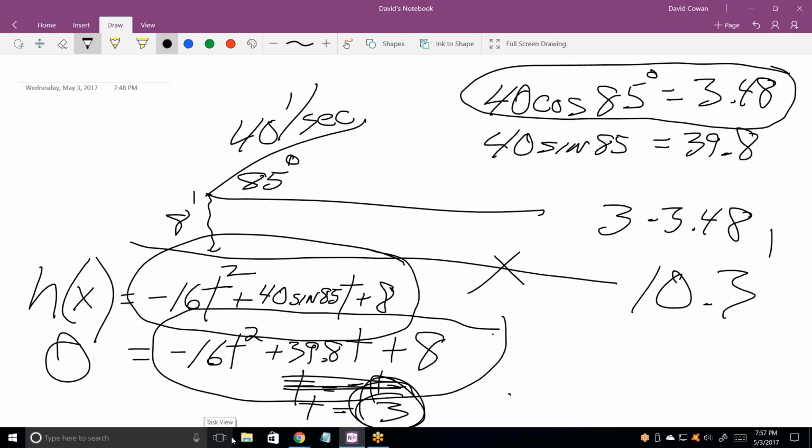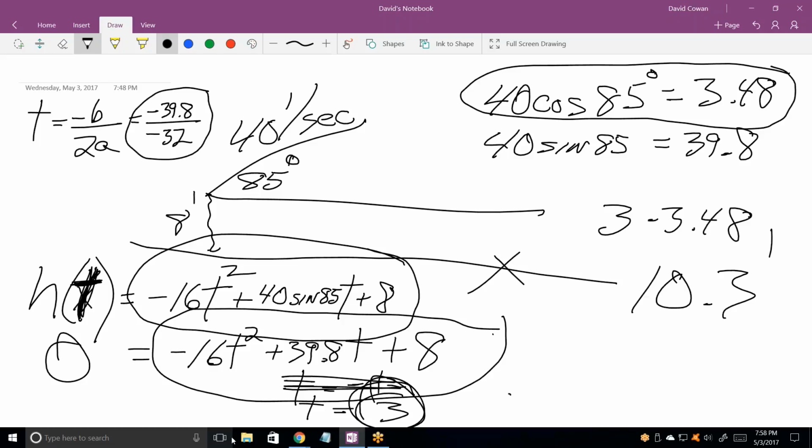You have to find the vertex of that quadratic. Okay? And the vertex x-coordinate, or t-coordinate, excuse me, that should be h of t, not x. Okay? The t-coordinate of the vertex is minus b over 2a. So that's relatively easy to find. Minus 39.8, that's b, over 2a, which is minus 32. So there is the time where it would hit its peak.